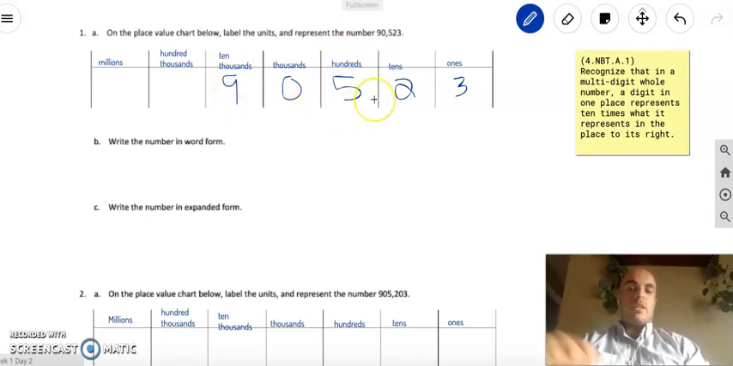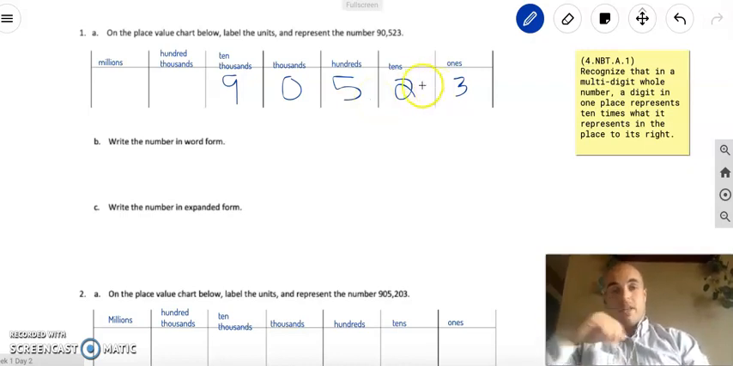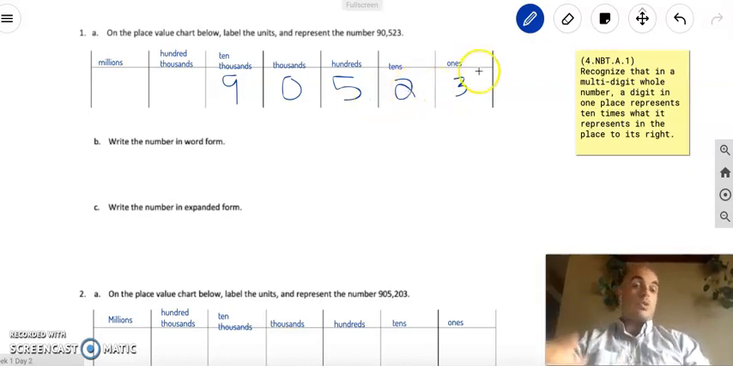So remember, each one of these is worth 10 times what it's worth to the one to the right. So, 2 tens is really equal to 20 ones. 500 is equal to 50 tens, and etc. So really the value I have in each of these is I have 2 tens here, but 20 ones, etc.